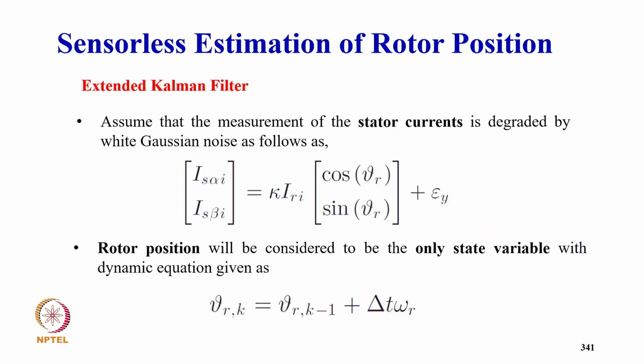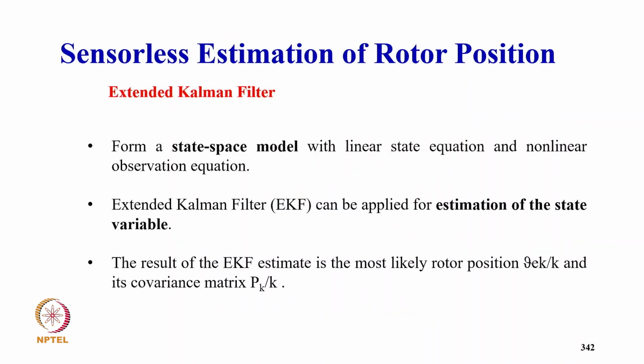And assume that the measurement of the stator current is degraded by Gaussian noise as follows: IS alpha i, IS beta i equal to K RI into cos psi r and sin psi r plus eta y. The rotor position will be considered to be the only state variable with dynamic equation given as psi r k equal to psi r k minus 1 plus delta t omega r. So we form a state space model with linear state equations and a nonlinear observation equation. An extended Kalman filter can be applied for estimation of the state variable, and the result of the extended Kalman filter estimate is the most likely rotor position theta k, and its covariance matrix Pk.